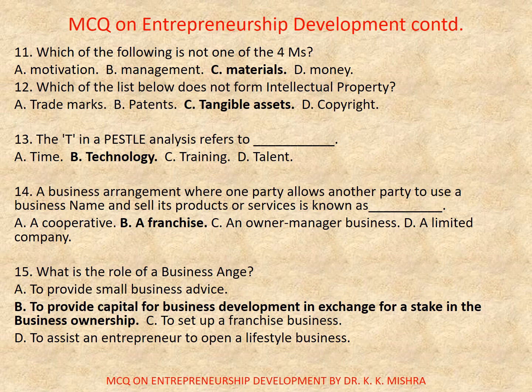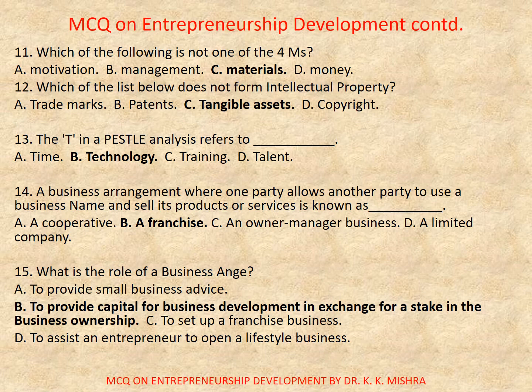Question number 13. The T in PESTLE analysis refers to, this everybody might be aware about, I guess. Options are here A. Time, B. Technology, C. Training, D. Talent. So it's B. Technology.